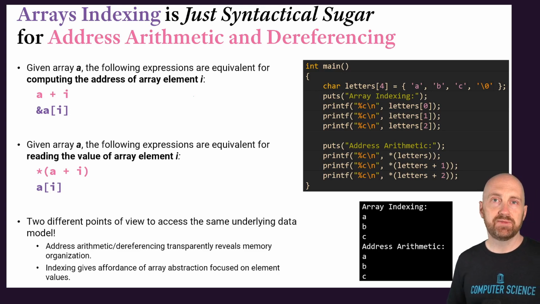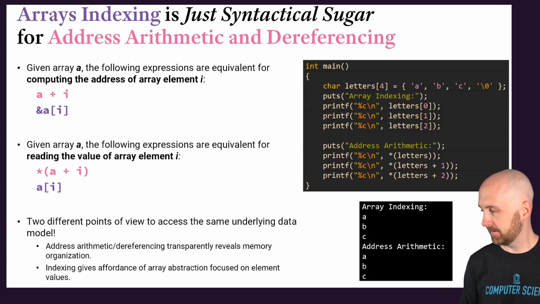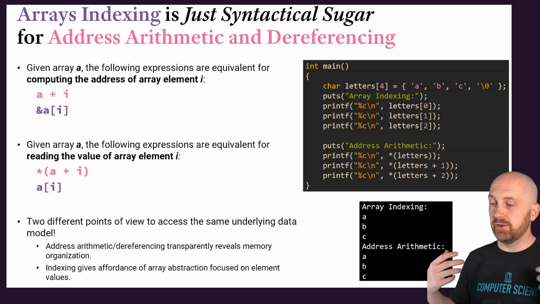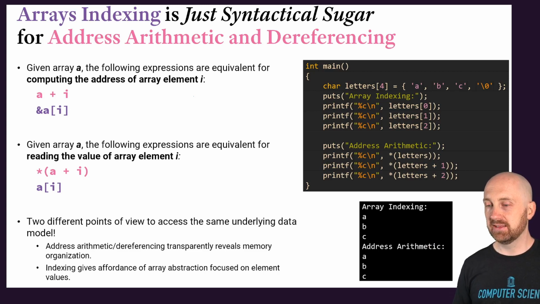When you're thinking in terms of addresses, you're often thinking in terms of the underlying memory model, and you're very aware of it. Whereas when you're thinking in terms of array indexing notation, it's more about accessing the data stored in the array rather than thinking at the memory level about its organization. The examples in the slide show how you can use either way to access individual elements of this letters array.